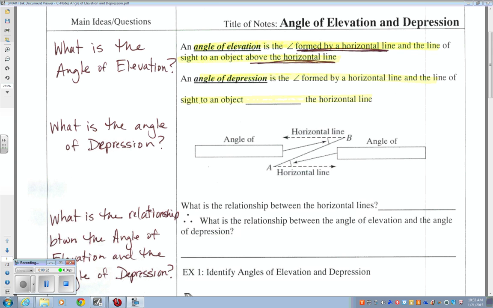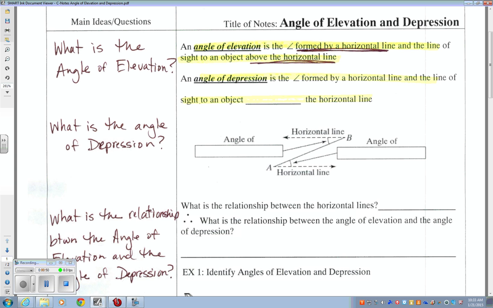Okay, I need you to pay attention. You're going to have some new vocabulary. This is pretty much the last thing you have to know for trig. We're about done with the unit. We're going to start practicing using trig to solve word problems and to solve real-world scenarios. Now, we're going to need to know angle of elevation and depression in order to do that.